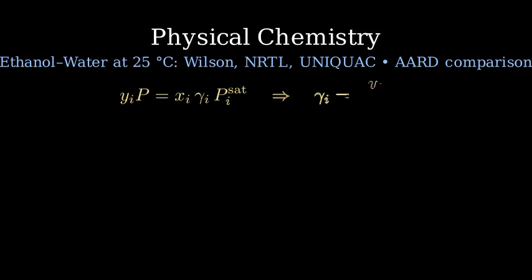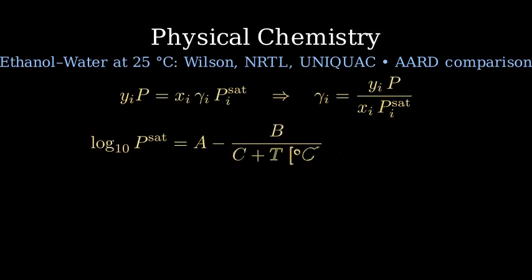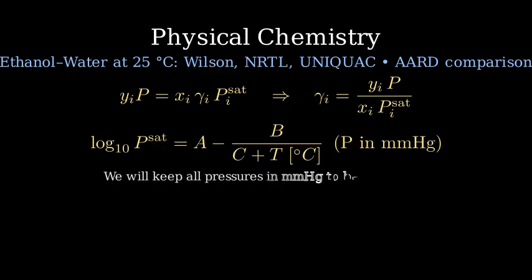The core vapor-liquid equilibrium relation for a binary at fixed temperature is Raoult's law with activity coefficients. For each component i, y_i times P equals x_i times gamma_i times P_i^sat. Solving for gamma_i gives gamma_i equals y_i P divided by x_i P_i^sat. We can compute P saturation at 25 degrees Celsius using Antoine equations in consistent units.